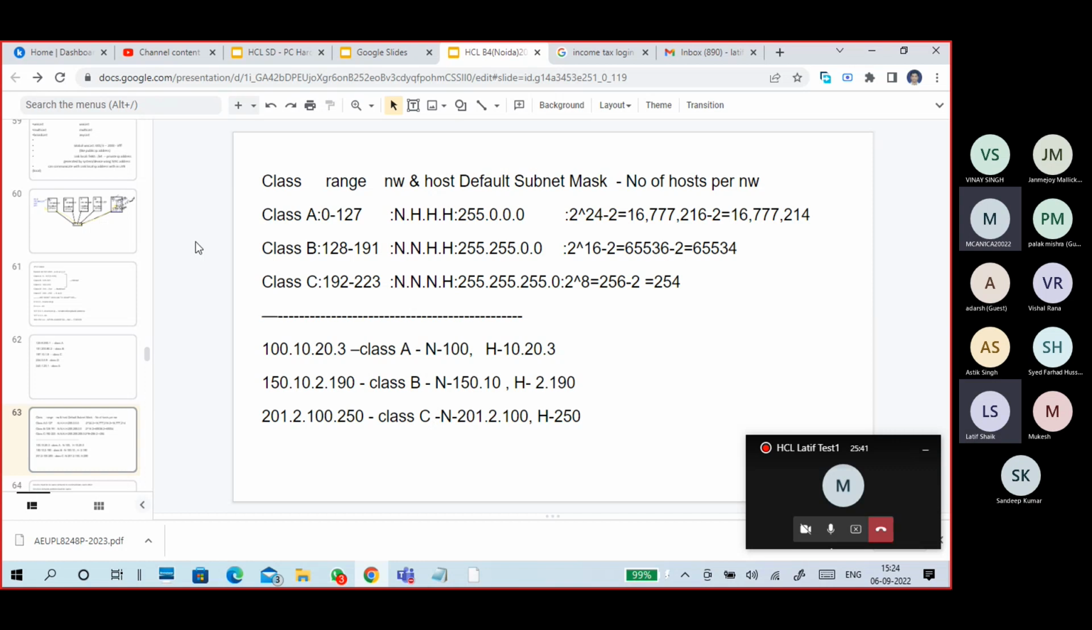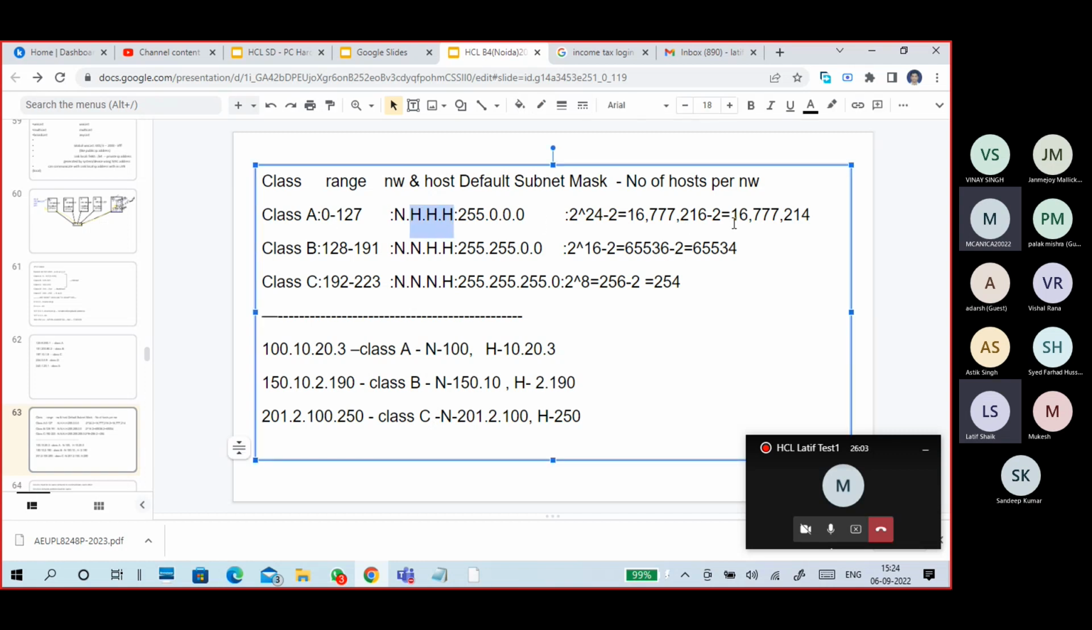Class B: if I have more than 254 devices, I will go for class B. 65,534 devices we can connect in a single class B network. For example, class A allows around 16 million hosts to connect. The first portion of class A is the network portion, and the default subnet mask is 255.0.0.0. So that is class A.